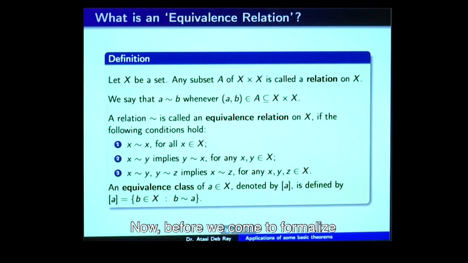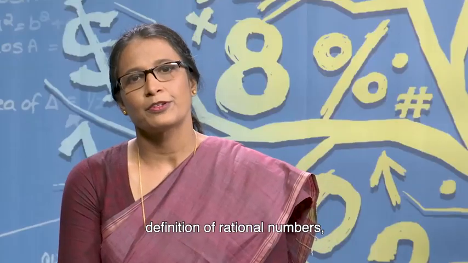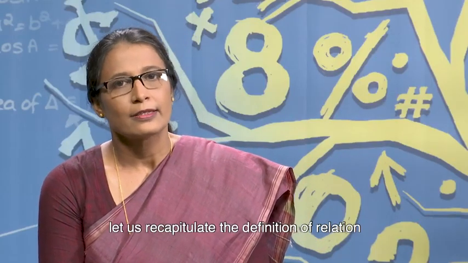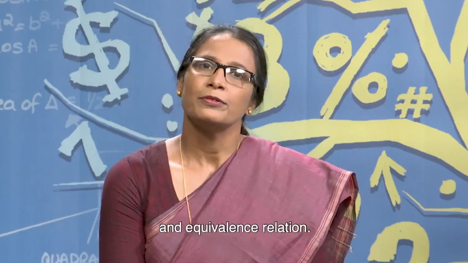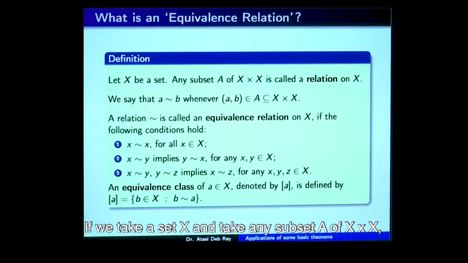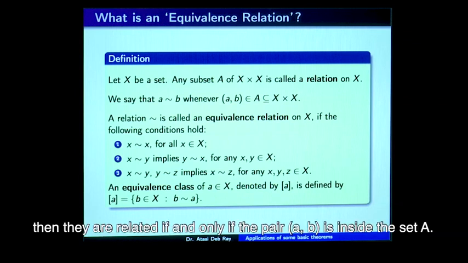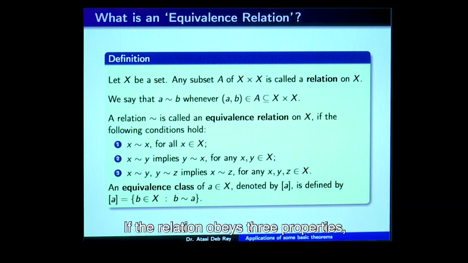Now, before we come to formalize the definition of rational numbers, let us recapitulate the definition of relation and equivalence relation. If we take a set X and take any subset A of X cross X, then A is said to be a relation on X, and whenever I take two elements a and b from X, then they are related if and only if the pair (a, b) is inside the set A. If the relation obeys three properties, if it is reflexive, symmetric and transitive, then the relation is called an equivalence relation.